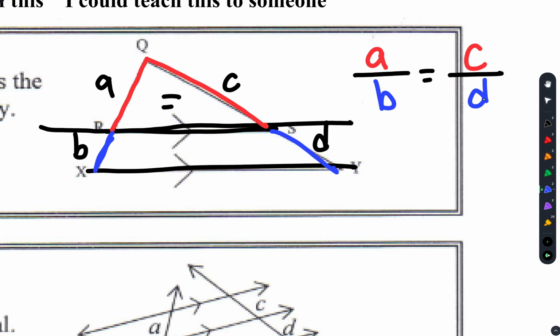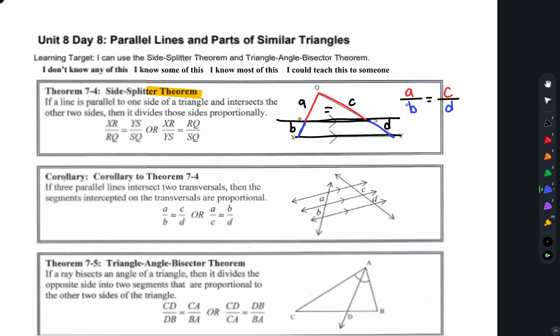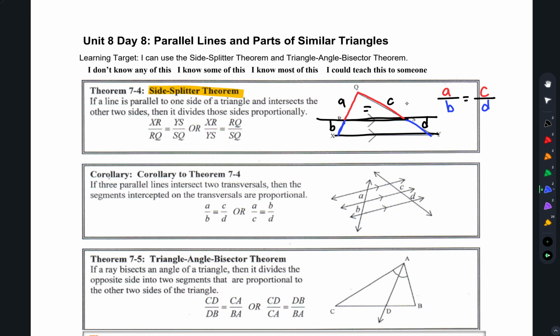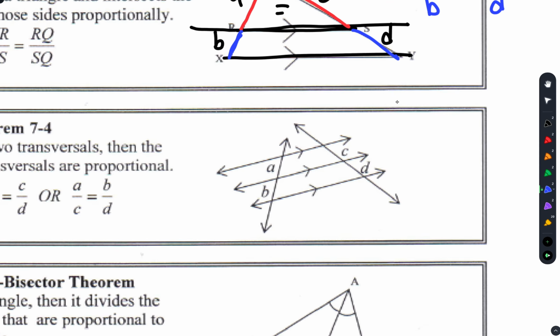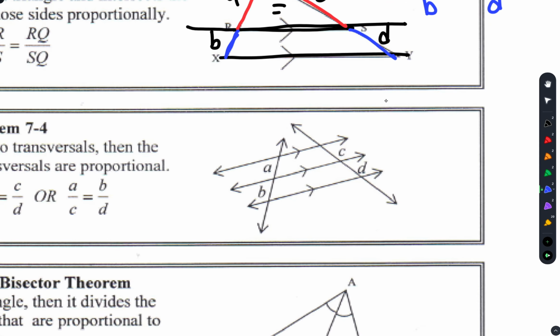The next theorem that we're going to talk about is actually a corollary. It basically says, well, let's use the side splitter theorem, but let's use it when we don't have a triangle to begin with. So you're going to see diagrams that look like this, where we have a bunch of parallel lines and then other lines that intersect them. And essentially, again, these parallel lines are acting as like a side splitter. They're splitting those pieces into proportional pieces.